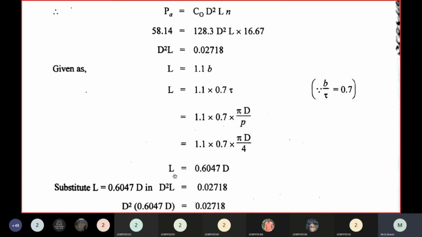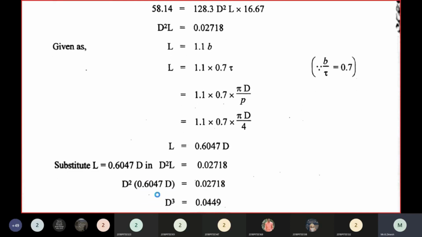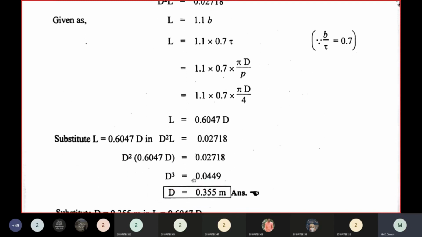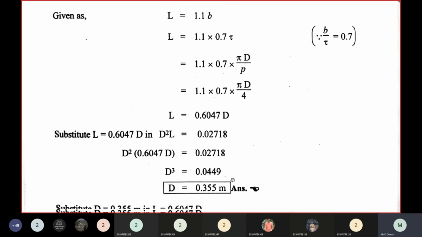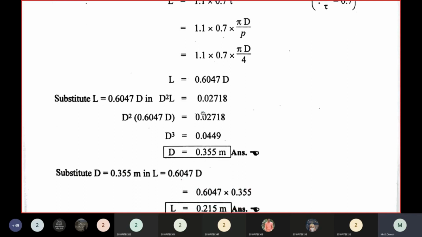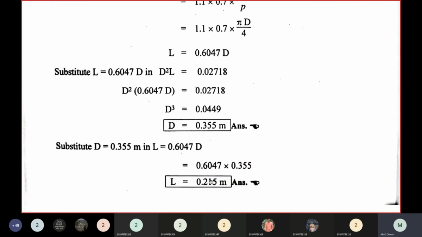So substitute this L value in the d square L expression. Once you solve, you get d square into 0.6047 d equal to 0.02718, so d cube is 0.0449. Taking the cube root, you get d. Once the d value is found, we just substitute the value of d in L. So substituting in L, you get L as 0.215 meter.